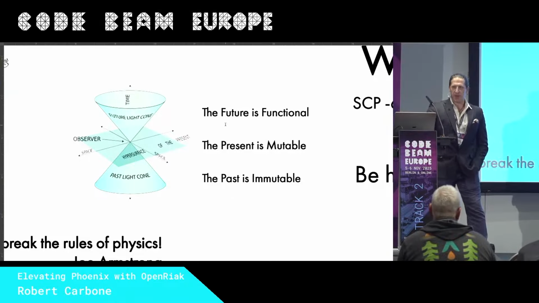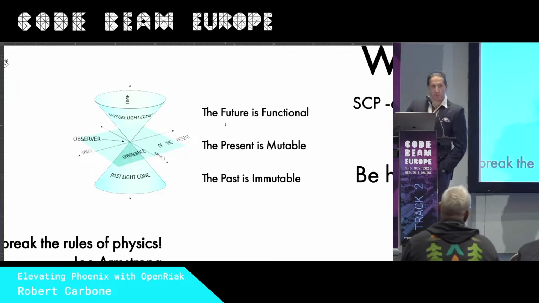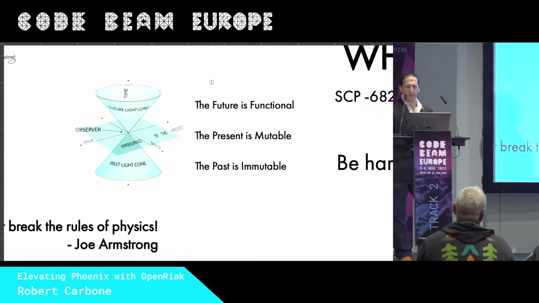A saying that I had to kind of encapsulate this a couple years ago was that the future is functional, the present is mutable, and the past is immutable. This is brilliant because you can't predict the future, but you can write a function that will help tell you what we think something's going to be. And we have fault tolerance to be able to fail over if we don't have it. So we're not breaking the rules of physics here.